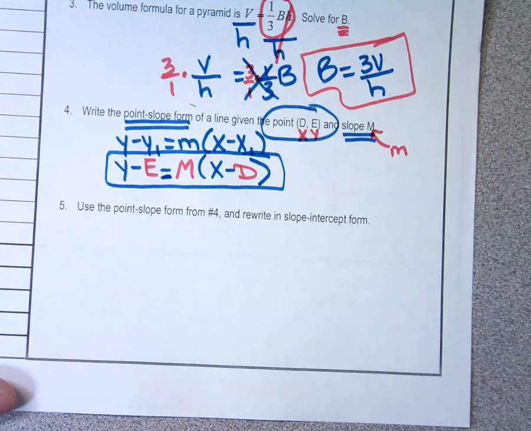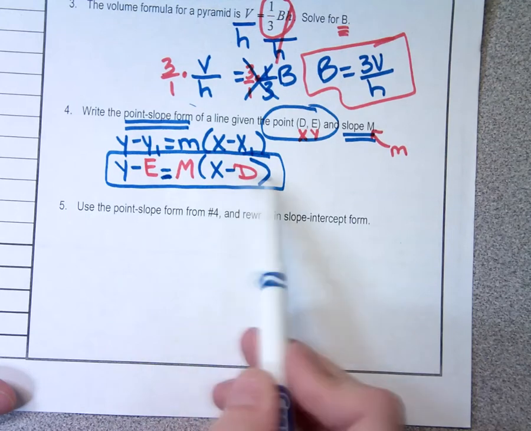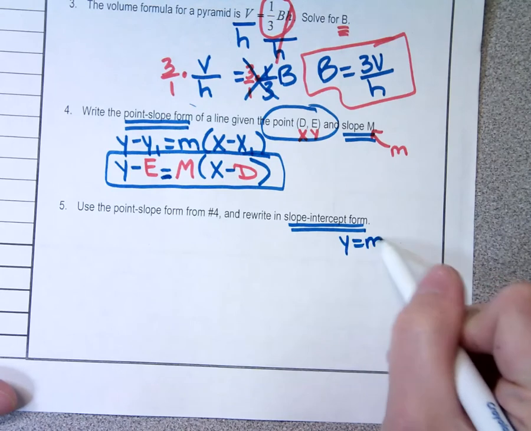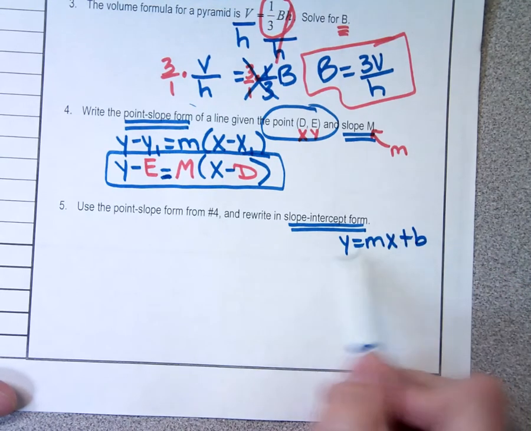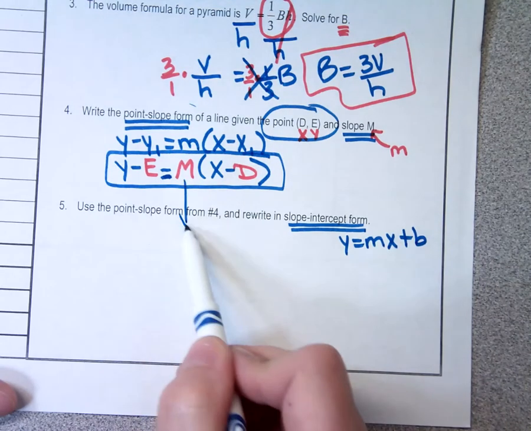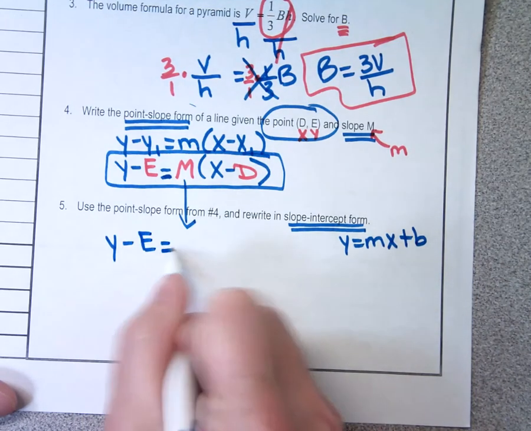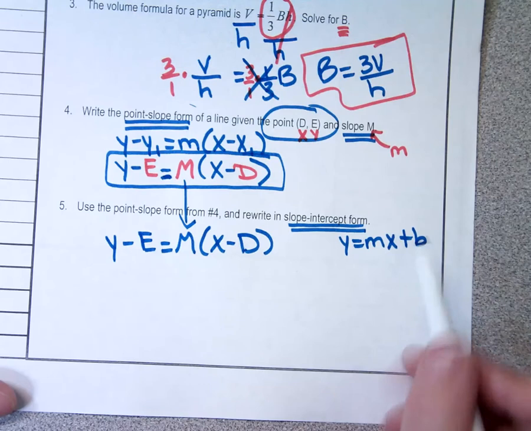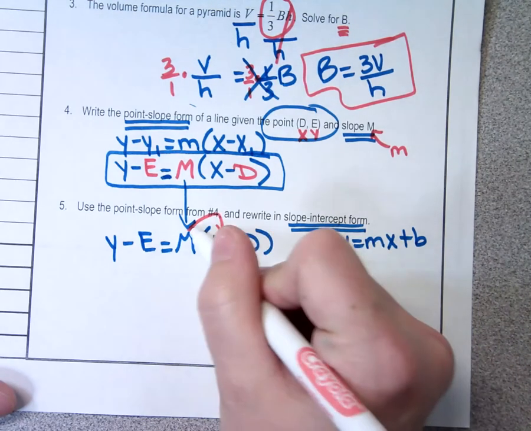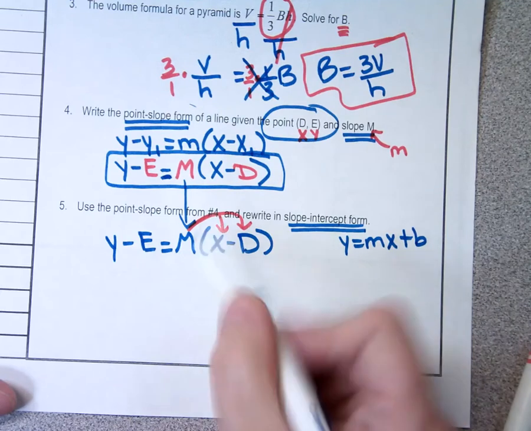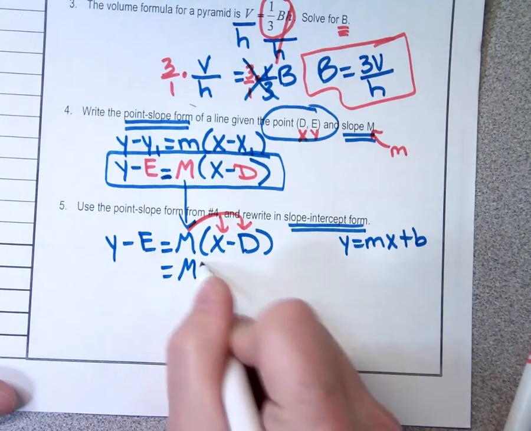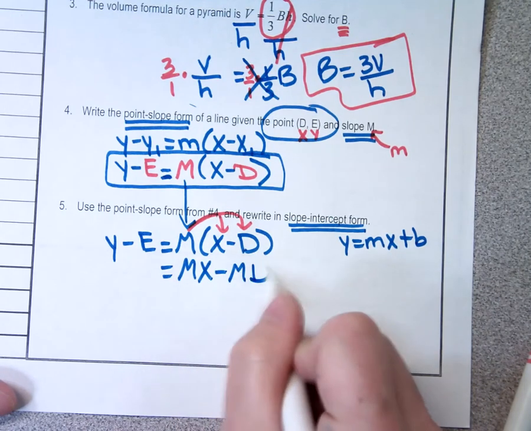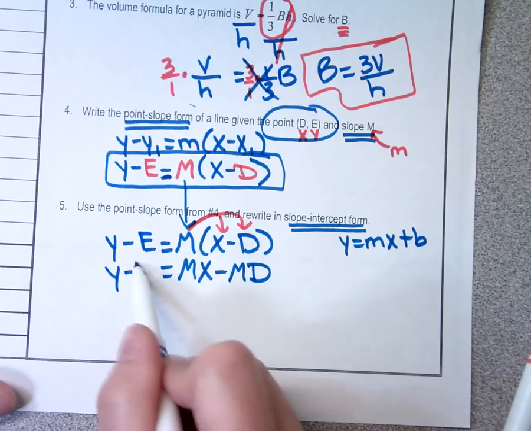All right, number 5 says use the point-slope form from number 4. Okay, so using this up here, rewrite in slope-intercept form. Remember slope-intercept form is y equals mx plus b? So I'm going to try to get y all by its little lonesome. I'm going to just bring this equation down and recopy it, and I'm going to work on making it look like slope-intercept form. Remember, if you ever have parentheses, you have to get rid of those first by distributing. So capital M times x would be capital MX. Capital M times a negative d would be a negative MD. I just bring down the y minus e.